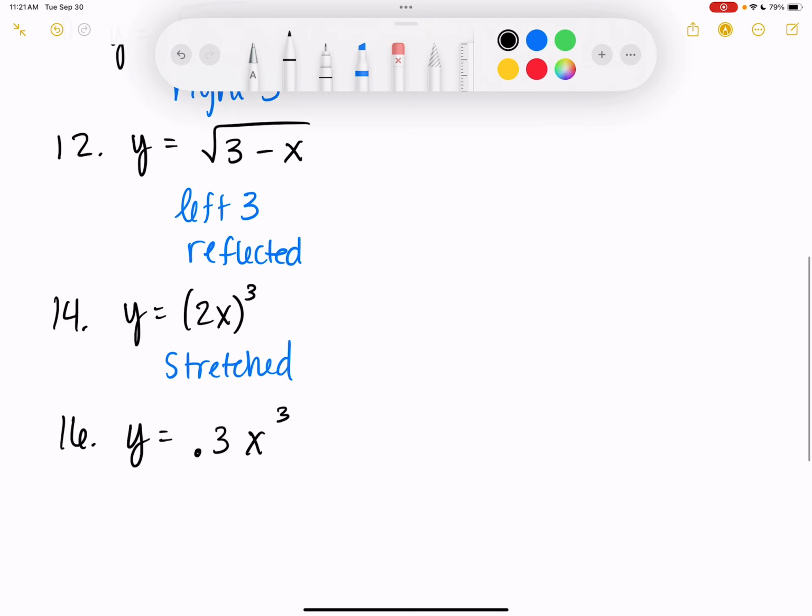So this one's different because this one was inside of the parentheses, this one's outside. It means something different, but we don't care about that. I just want to know, is it stretched or compressed? Compressed. Yep, compressed.